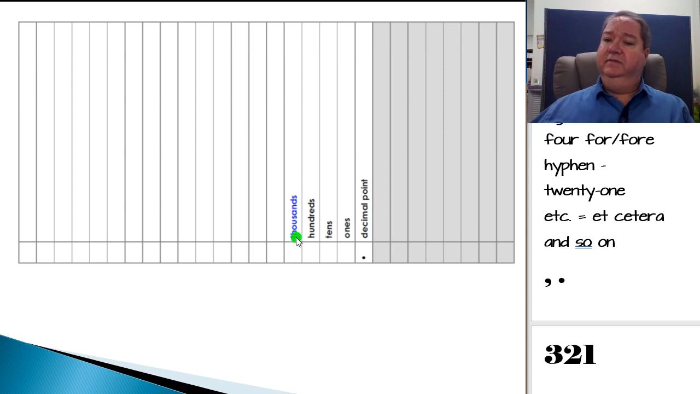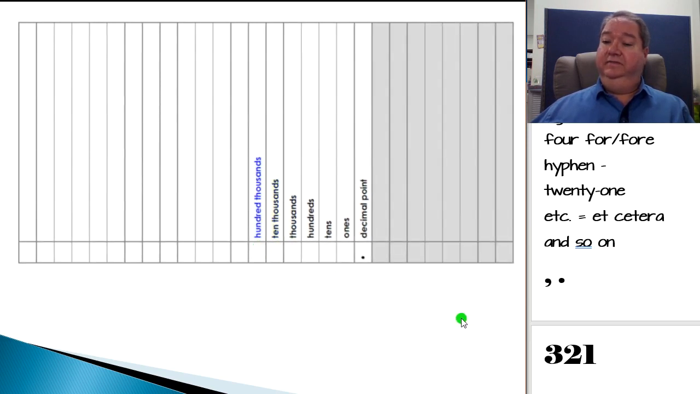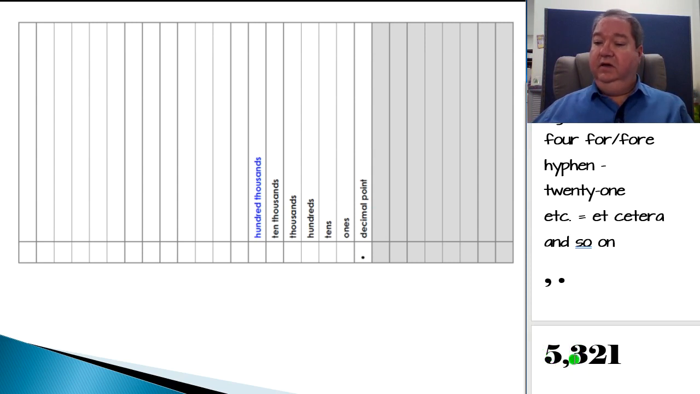What comes after thousands? If you have more, then you have 10 thousands. And then next you have 100 thousands. So for example, if you have 5,321. Notice when we get to the comma here, what do we say? 1,000. 5,321.